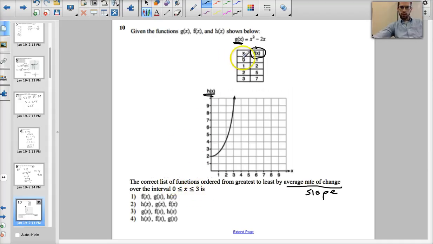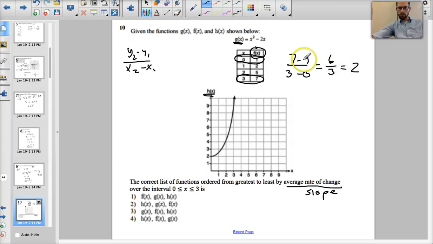The easiest one to do that for is probably my table, because I've got the points right in front of me. So my first point at 0 is the point (0, 1), and then my other point is (3, 7). So I can find the average rate of change by using the slope formula: y2 minus y1 over x2 minus x1, the change in y over the change in x. So that's 7 minus 1 over 3 minus 0, which is 6 over 3. So the average rate of change for f of x is 2.